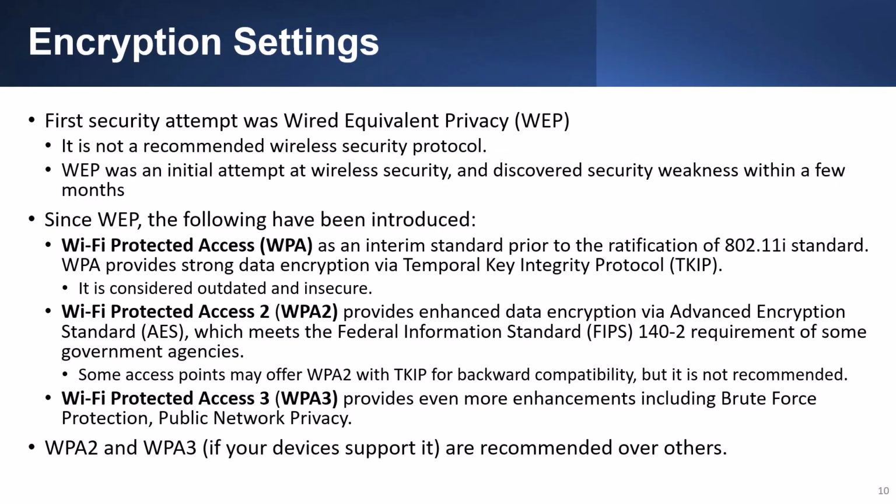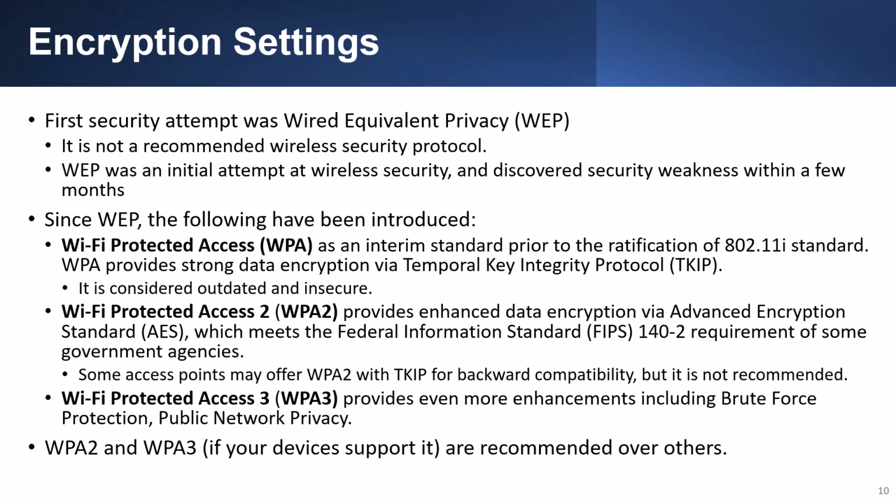The first security attempt was Wired Equivalent Privacy, or WEP. It is not a recommended wireless security protocol. WEP was the initial attempt at wireless security and discovered security weaknesses within a few months. Since WEP, the following have been introduced.